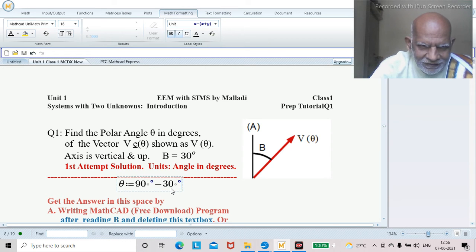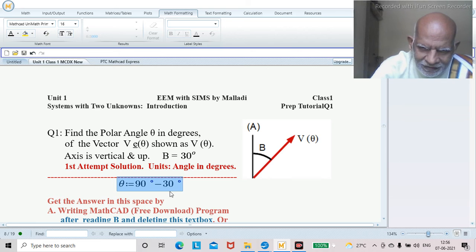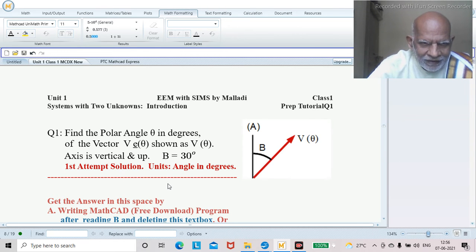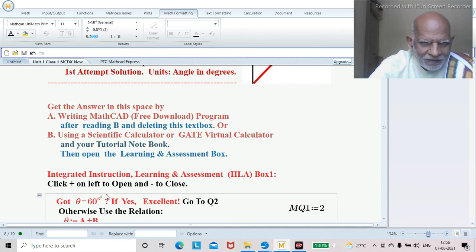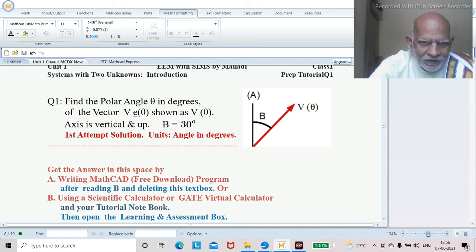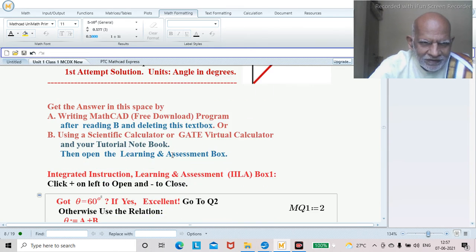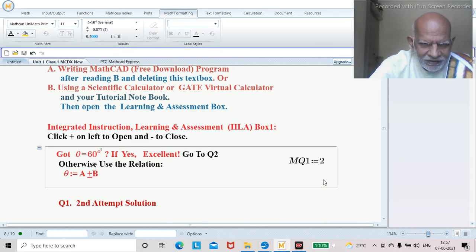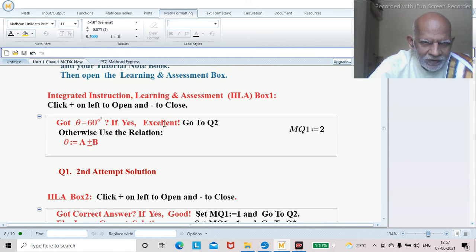I'll take it away. So I go to the, I got 30. So here I'm changing, okay, 90 minus 30. Okay, the answer should be 60, right? If I get 60, I got full marks. Otherwise, it will give you a hint. And you can go to question 2, otherwise second attempt solution.